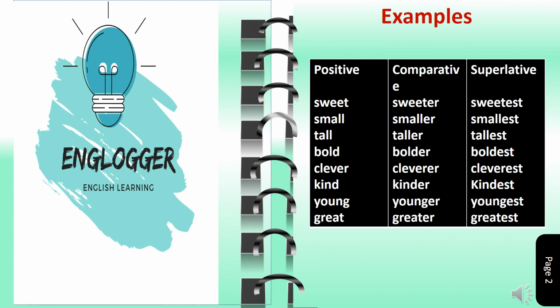Here you can see examples. In positive, sweet. In comparative, I have added er and it becomes sweeter, then sweetest as superlative degree. Similarly, small, smaller, smallest, tall, taller, tallest, bold, bolder, boldest, clever, cleverer, cleverest, kind, kinder, kindest, young, younger, youngest, great, greater, greatest, and so on. These are the examples when we have to add er or est in comparative and superlative degree.